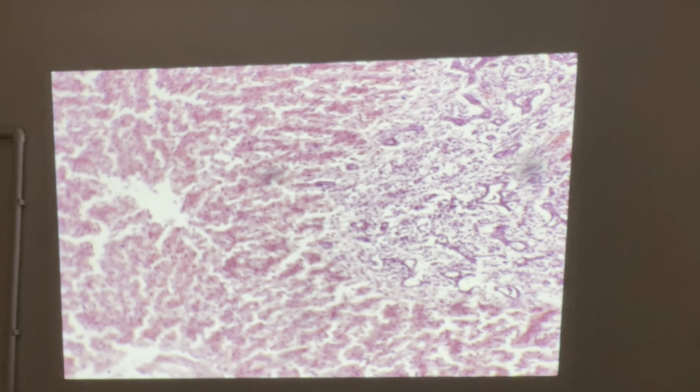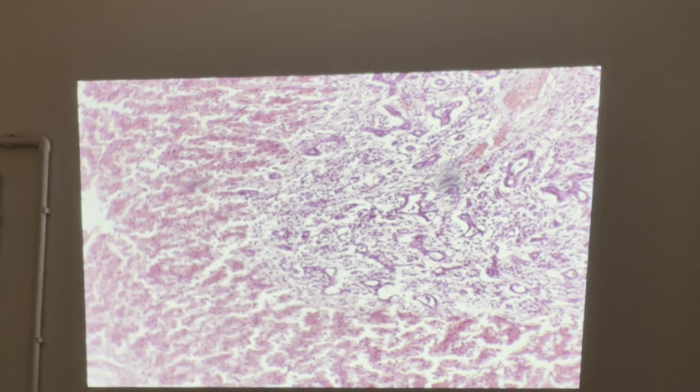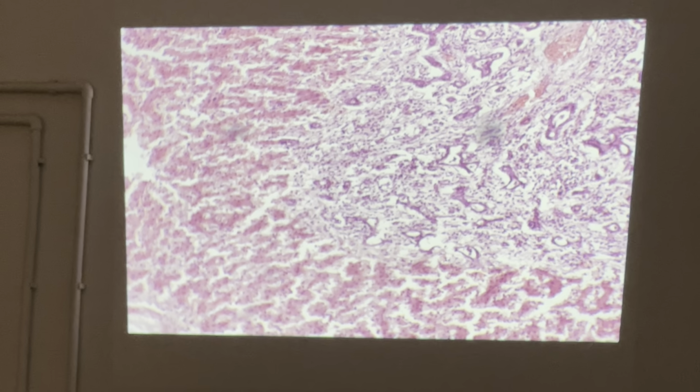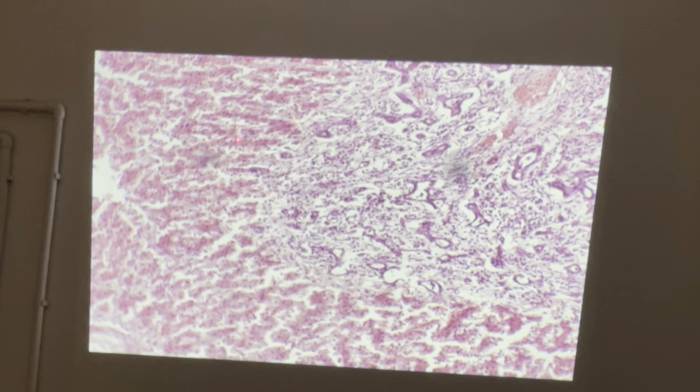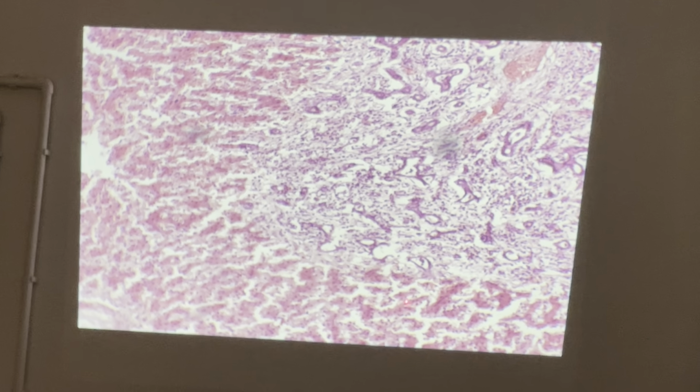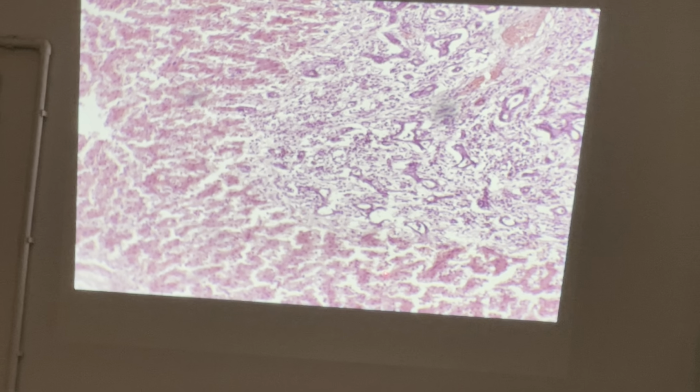But let's check here. What about here? So here we have a completely fibrotic parenchyma. And even in the liver parenchyma we have necrosis. Dark eosinophilic with small dark round nuclei. So we have a necrosis.